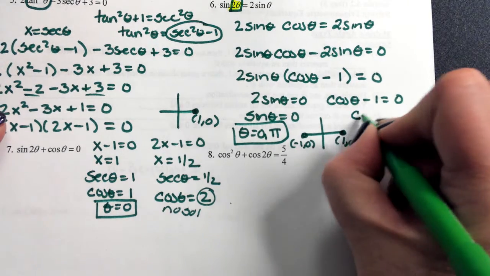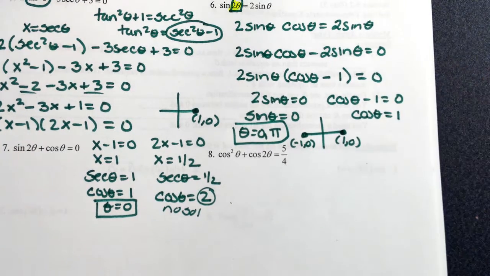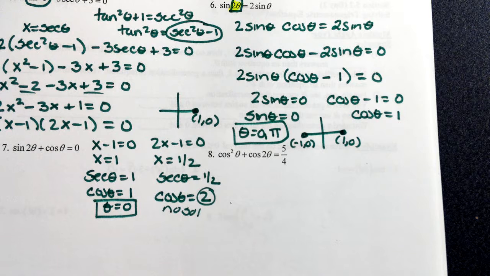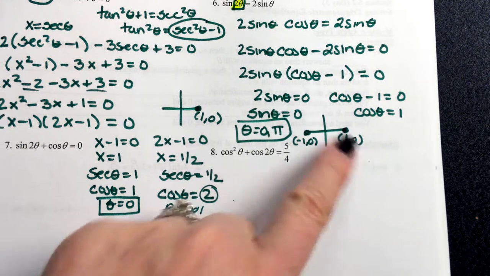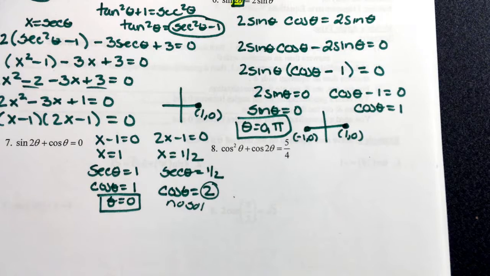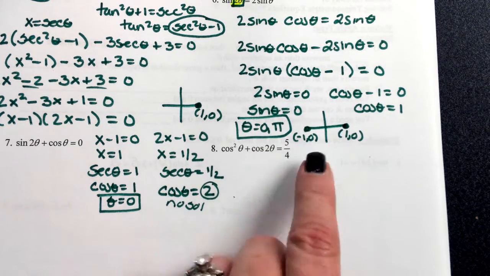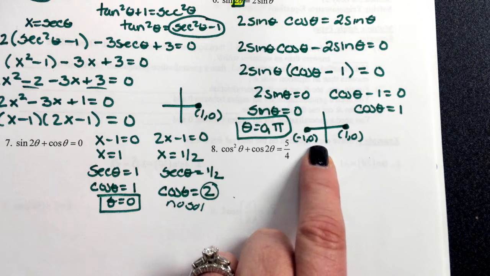So then I have cosine of theta is equal to 1. Cosine is your x or y coordinate? X. So we're looking to see where your x coordinate is equal to 1. Your x coordinate is equal to 1 at 0, which I already have in my list. I don't need to write it twice. I wouldn't mark it wrong if you did, but okay. Any questions on this one?